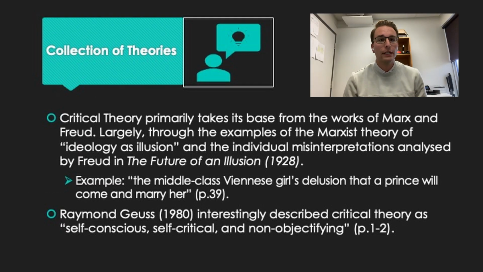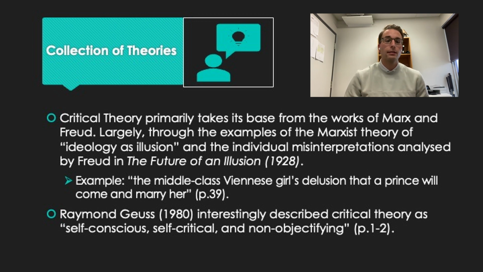So first up, again, with the key tenets is the collection of theories. Critical theory primarily takes its base from the works of Marx and Freud, through the examples of the Marxist theory of the ideology of illusion and the individual misinterpretations analyzed in Freud's The Future of an Illusion. This example is largely through the middle-class Venetian girl's delusion that a prince will come and marry her.